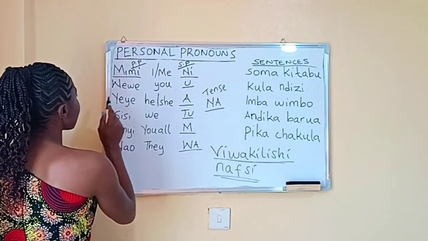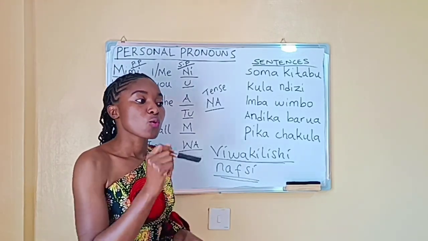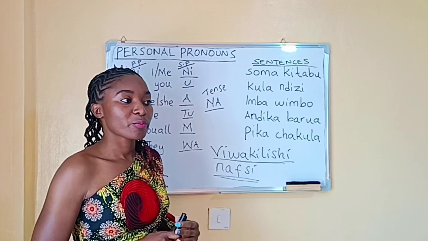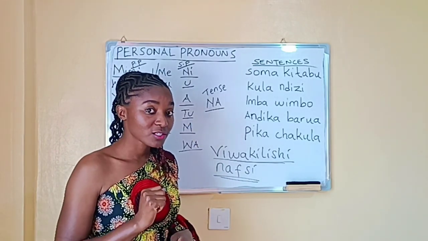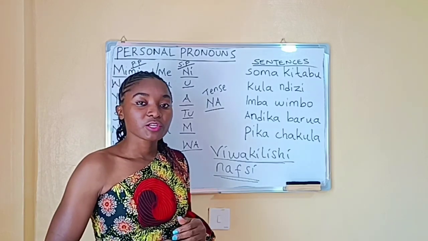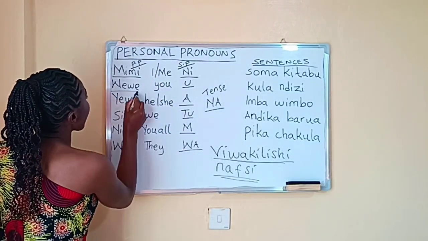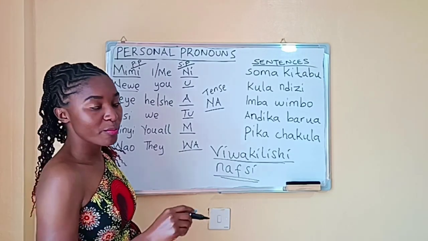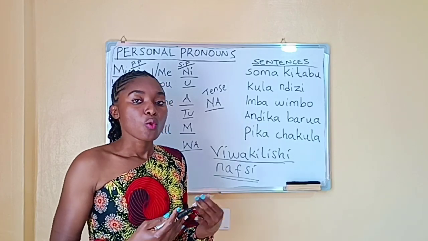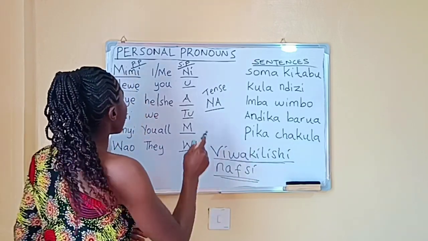Okay, so let's look at the second one, wewe. Mimi is the first person, but wewe is the other person you might be talking to. If you're pointing at someone, wewe, even though it's not good to point at people. If you are referring to a second person, in Swahili it's wewe, and it's represented by u. So you say wewe, u. That's another person you're talking to, you.